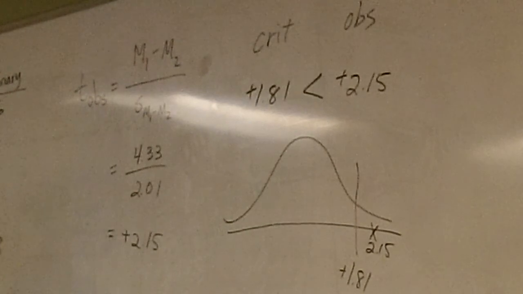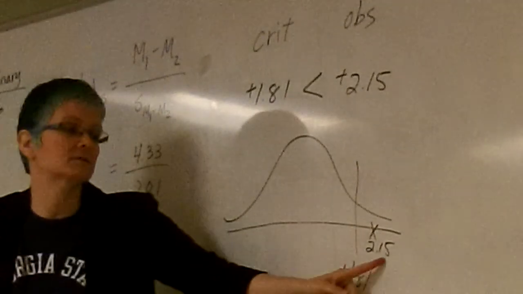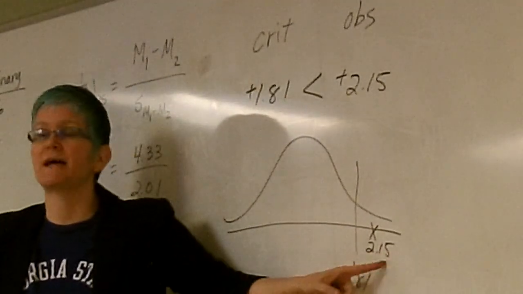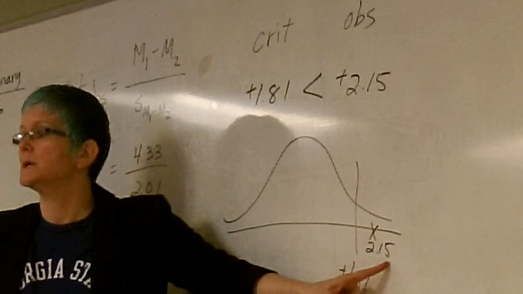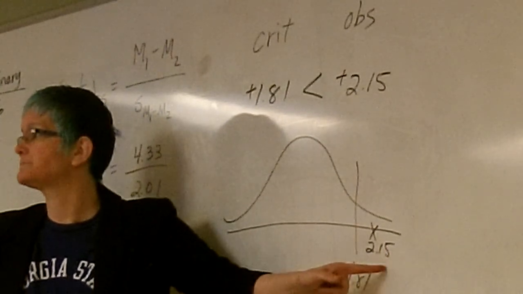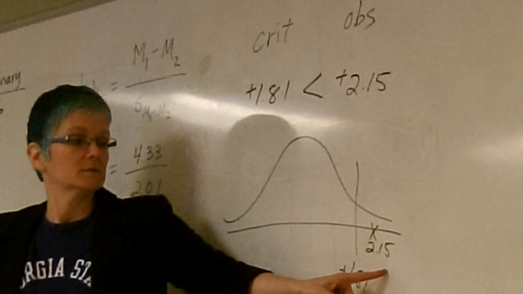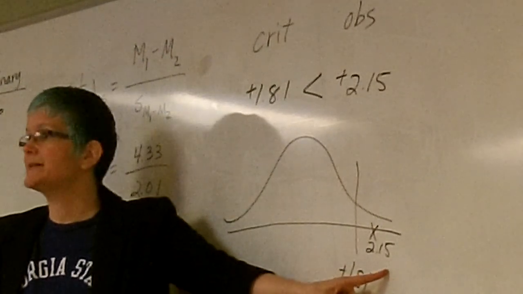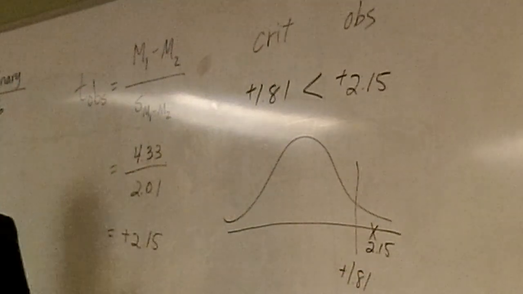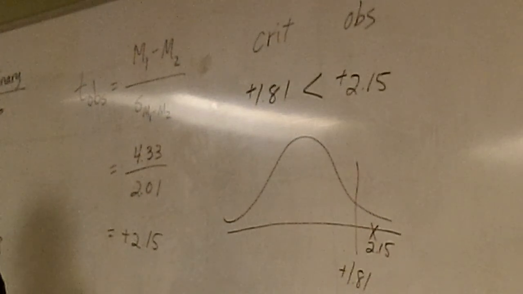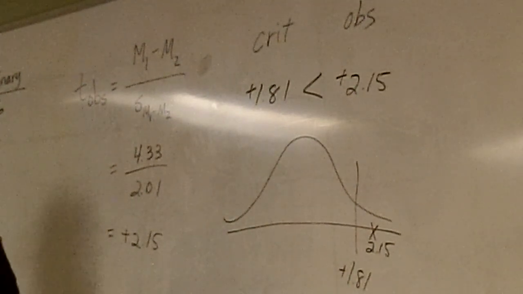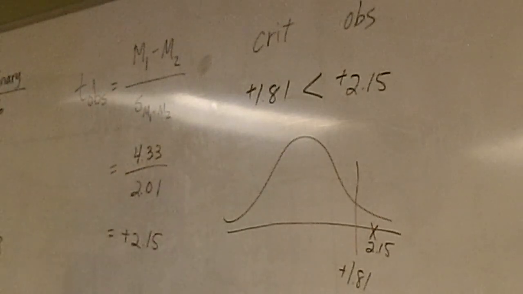So do I have a statistically significant effect? Yes, I do. My critical value is not as far out as my observed value. My observed value is out there in the tail. It's an outlier, it's extreme. So do I retain or reject the null hypothesis? Reject, yes. So our two groups are significantly different from one another in terms of our dependent variable.